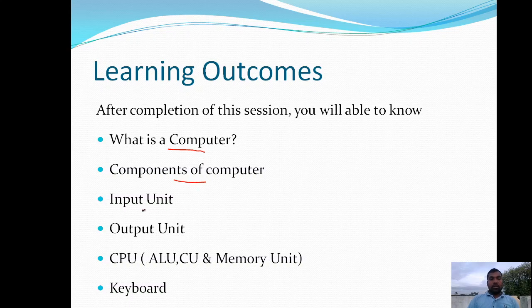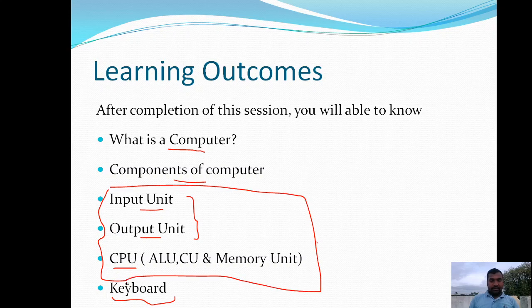Then we are going to discuss the input unit, output units with the help of several examples. Then we are discussing CPU, central processing unit. It includes the arithmetic and logical unit, control unit, and memory unit. And at last we are going to discuss one of the input devices, that is the keyboard, in detail. So we are discussing mainly these three components of a computer in detail.